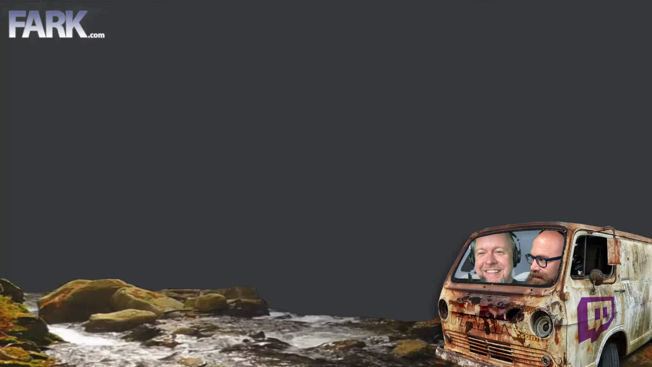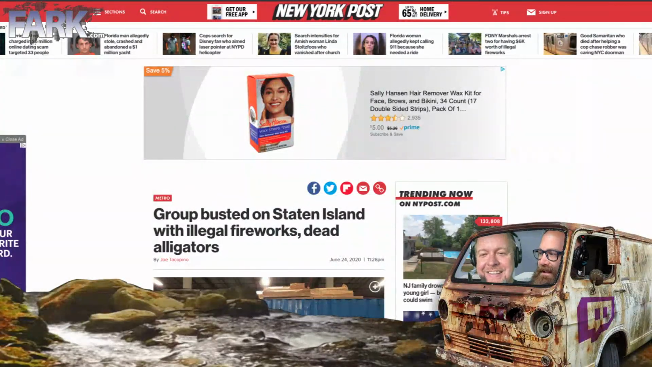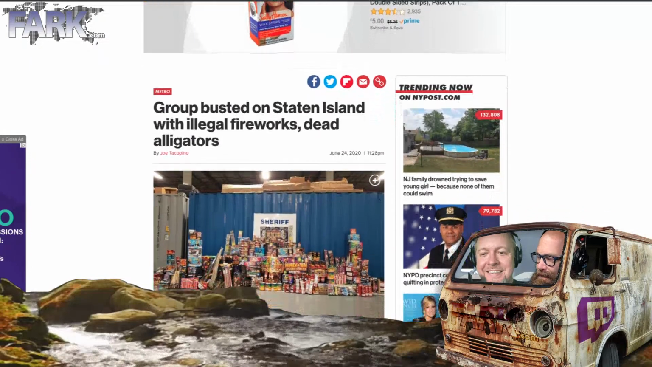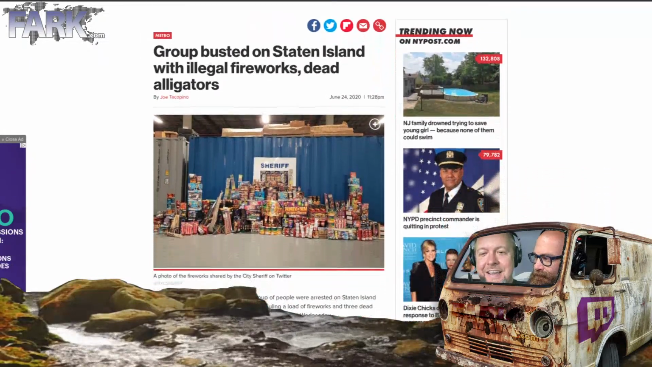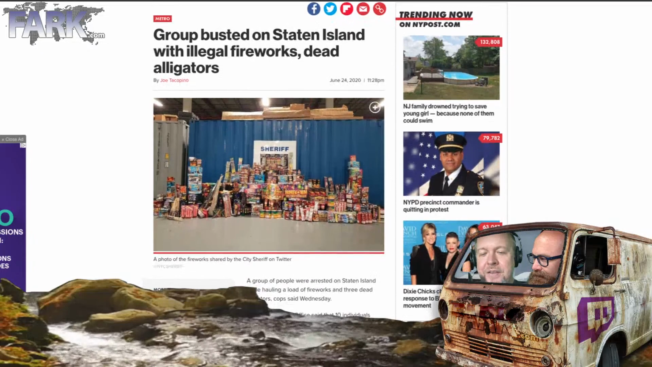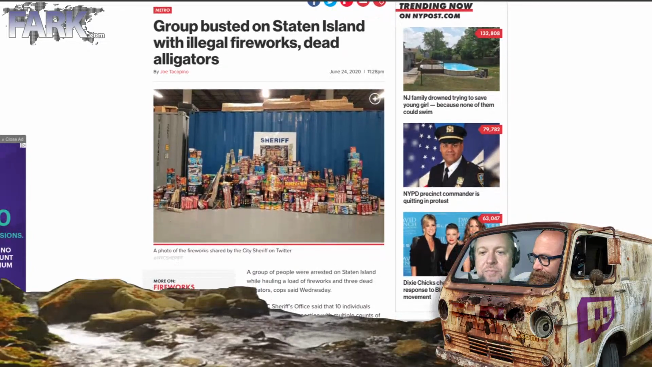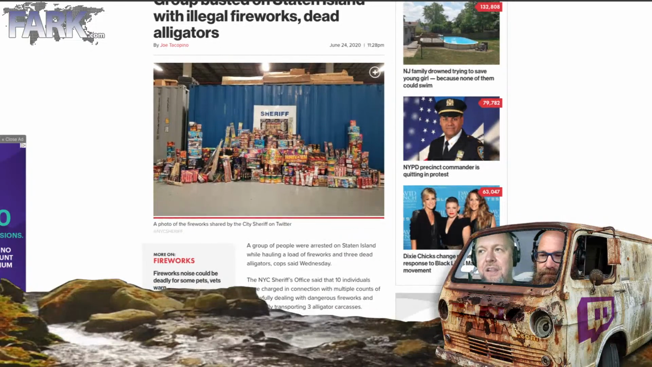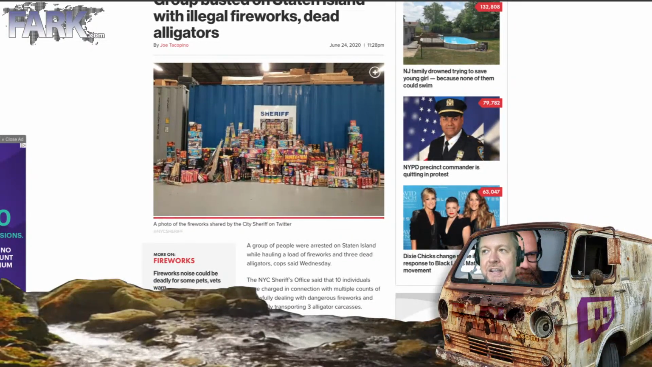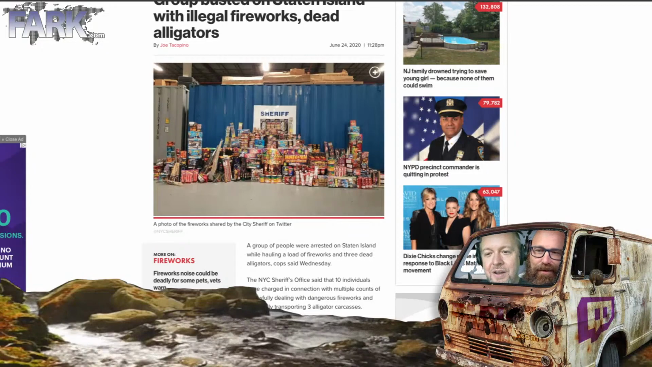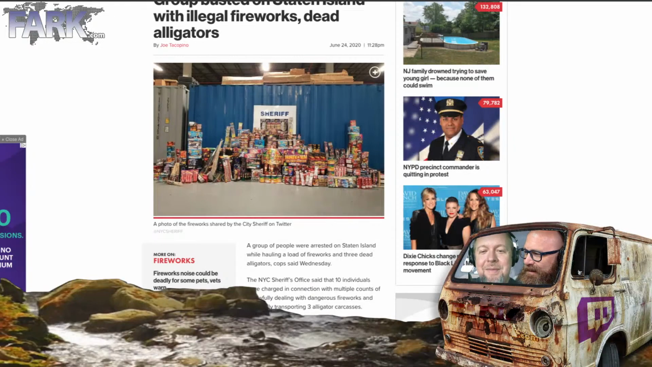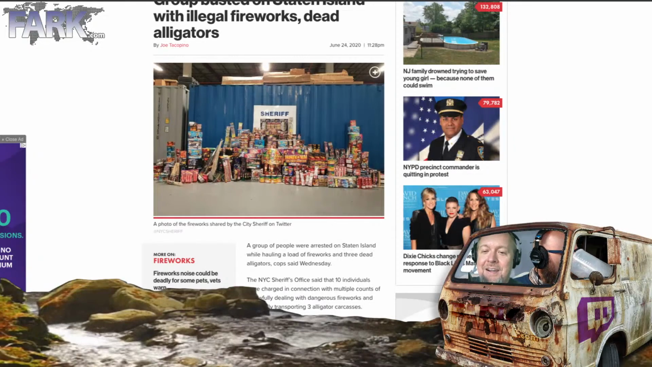So there you go. Group busted on Staten Island with illegal fireworks. Dead alligators. Yeah, I don't understand the dead alligators part because you can't light them and explode them. So they've been trying to crack down because the FDNY got busted lighting off a bunch of fireworks at 3 o'clock in the morning because they were screwing around. I assume stuff they confiscated. I don't know. At any rate, everybody's been kind of mad. So they're trying to make New York City crack down a lot more, and they are.